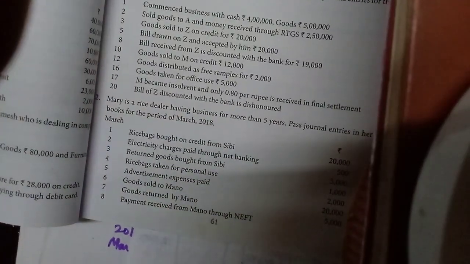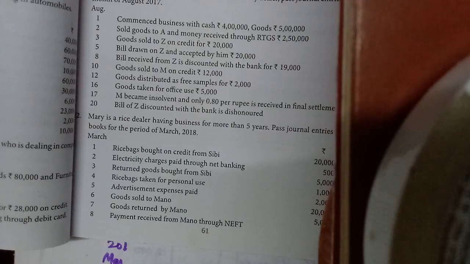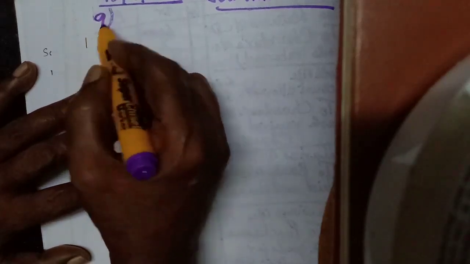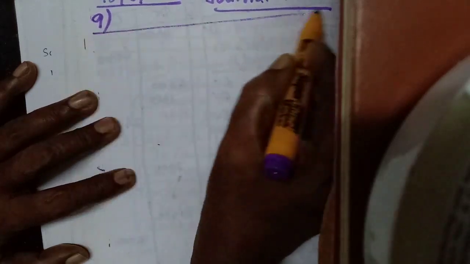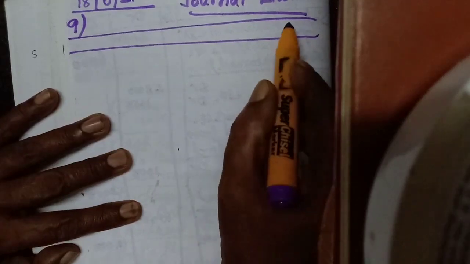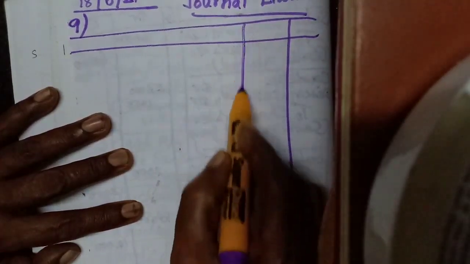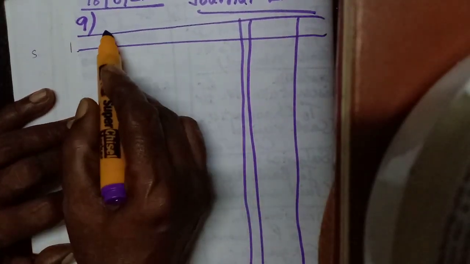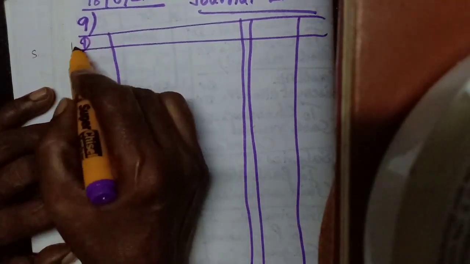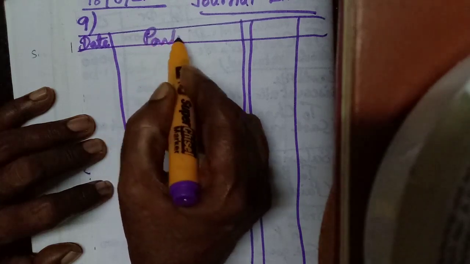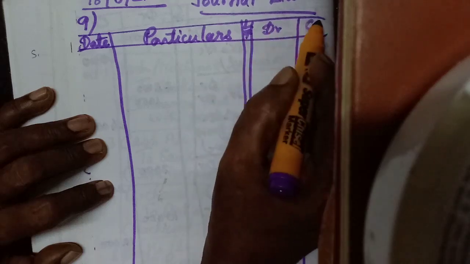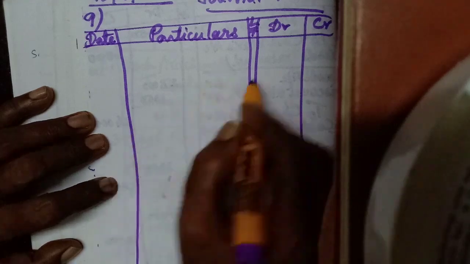Let us do that one. Okay, one by one I will explain. So directly we will prepare the journal entries. Okay, question number 9. Okay, journal entries we have written. Amount column, LF, then date, then particulars, LF, debit, credit, then rupees, simple.